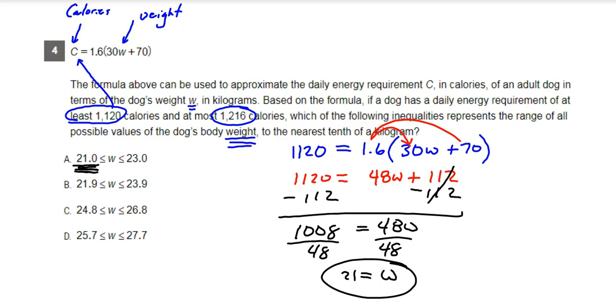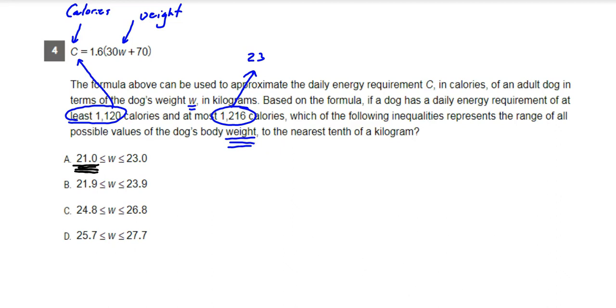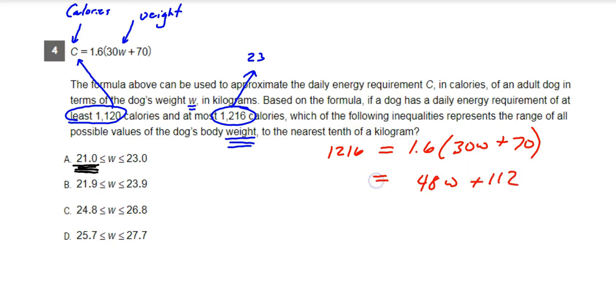But I do want to verify that the other number for 1216 comes out to be 23. So let's just take a quick look at that and make sure that it does what it's supposed to do. If you had this all on here, you could actually save a little bit of work, because we have 1216 equals the 1.6 times 30W plus 70. And you could use your answer from before. Remember, this was 48W plus 112. And you just have to resolve the last part of the problem.